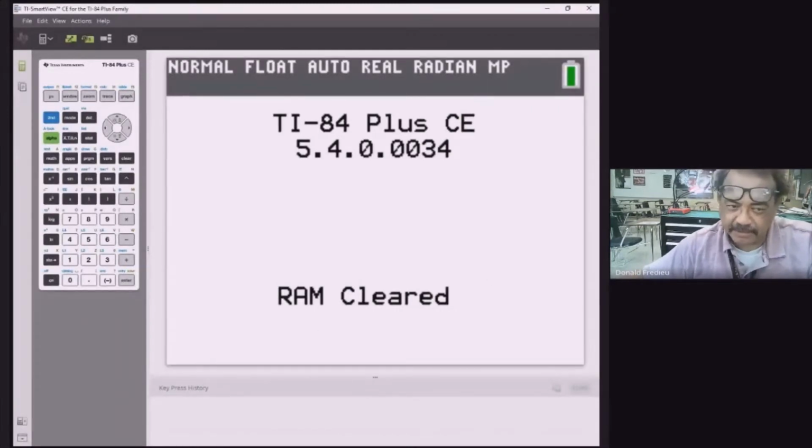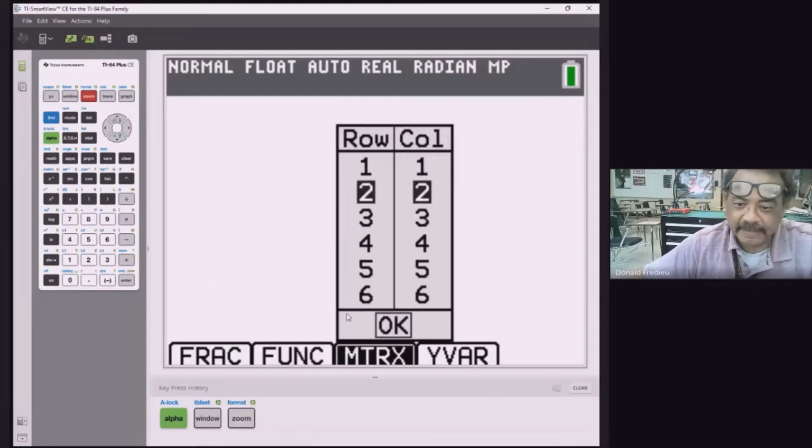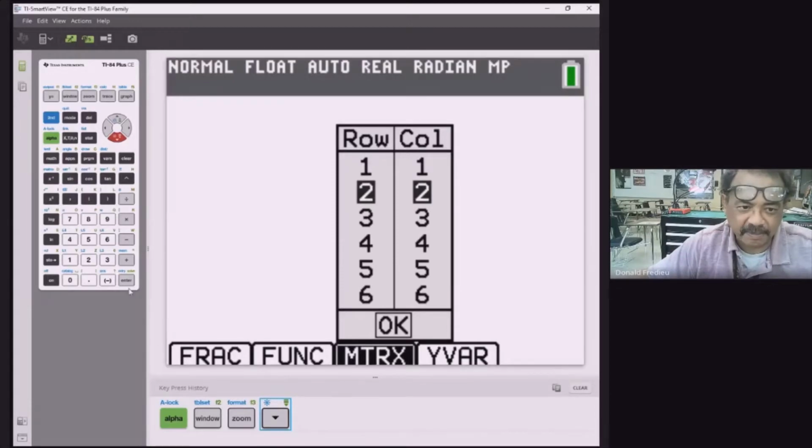Okay, so I've got my RAM cleared here. So I'm going to go to Alpha, Window, and I want this matrix button here. That's going to be my zoom button. And then I have to tell it what size matrix I want. Well, remember, my matrix is a 3 by 3. So I'm going to have to move down. We're using the button. Oh, that didn't work. Why am I not doing this right?